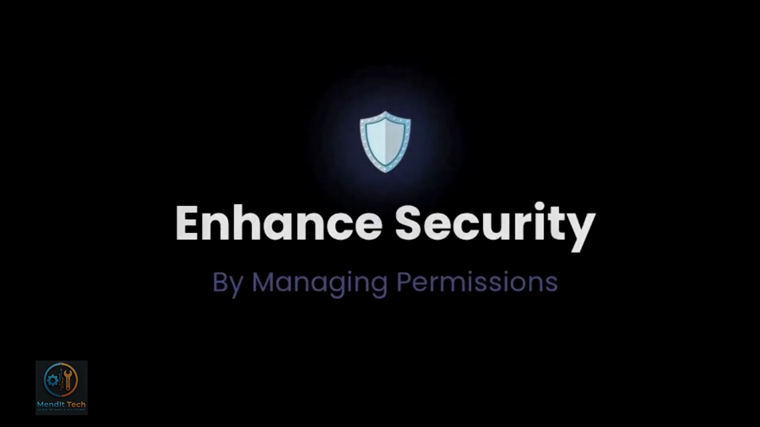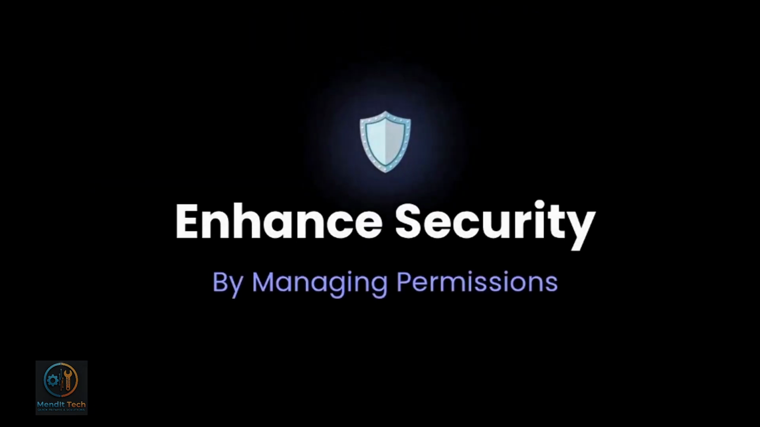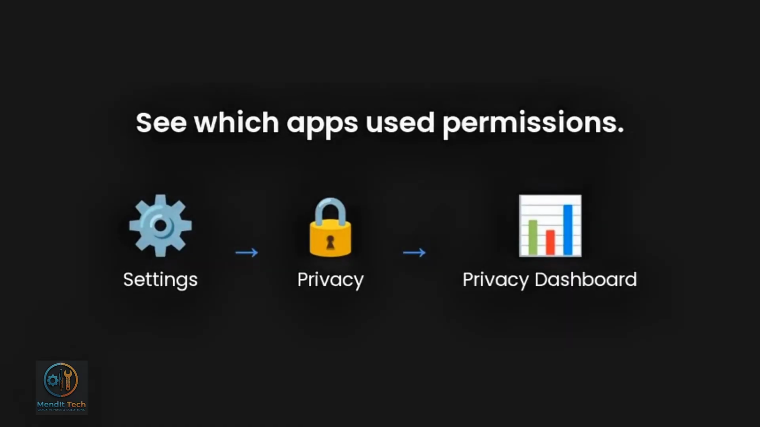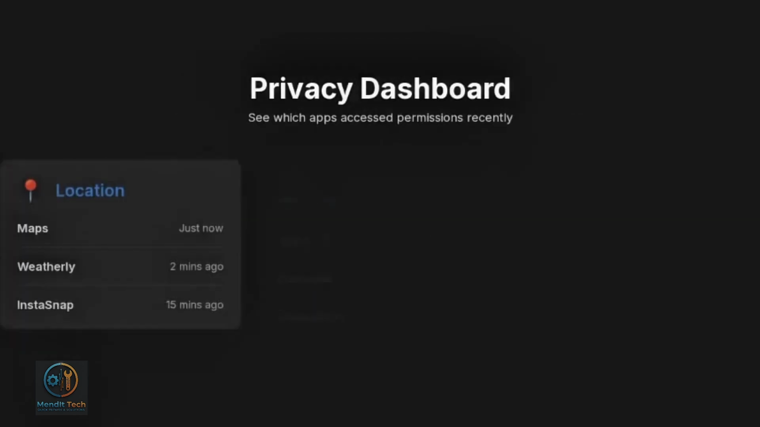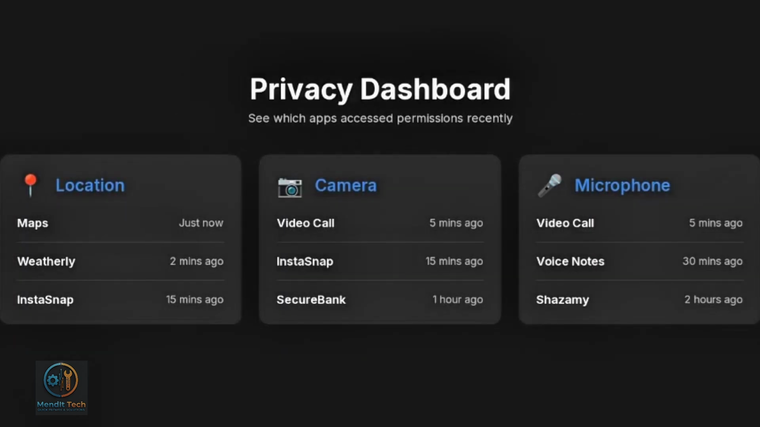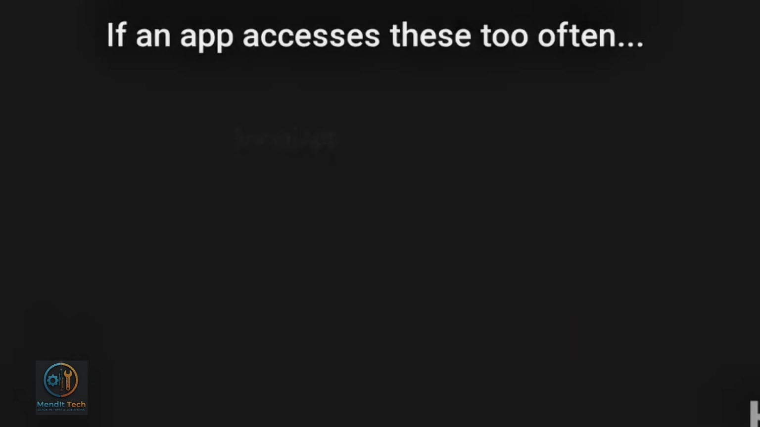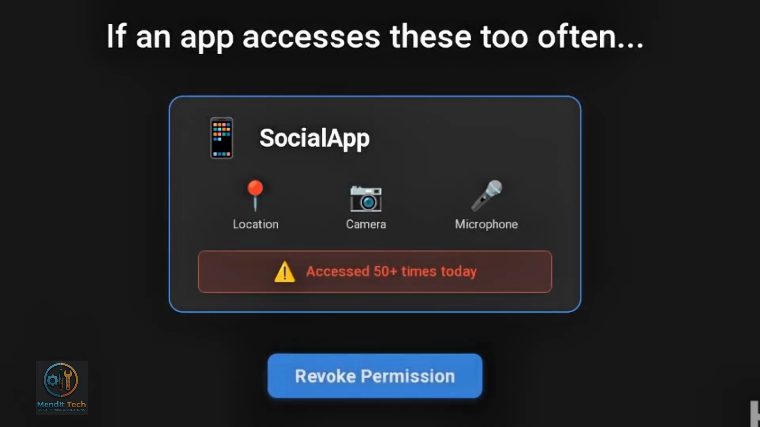Step 2. Privacy Dashboard Overview. Now let's see which apps have used these permissions recently. Go to Settings, Privacy, Privacy Dashboard. Here you can see exactly which app accessed location, camera, microphone. If you notice an app accessing these too often, that's a red flag. Tap the app name and revoke the permission instantly.